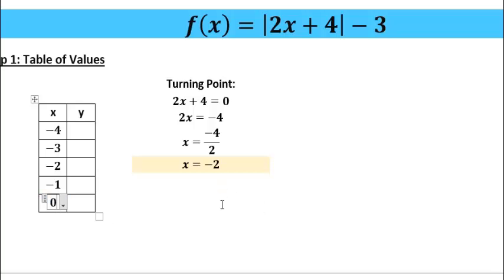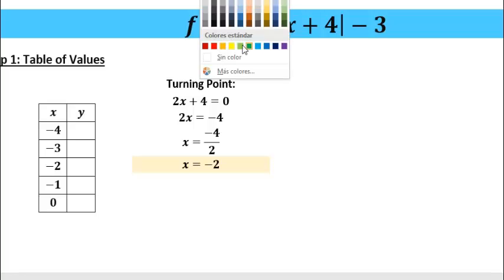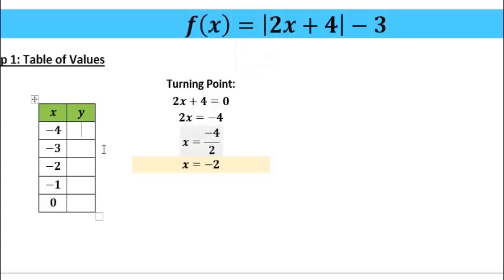Okay. So once I have the numbers I'm going to use for x in the table of values, I'm going to use the formula of the exercise to find letter y. Okay. So let me color this so we have it different like this. Yes. So we're going to copy the equation of the exercise.